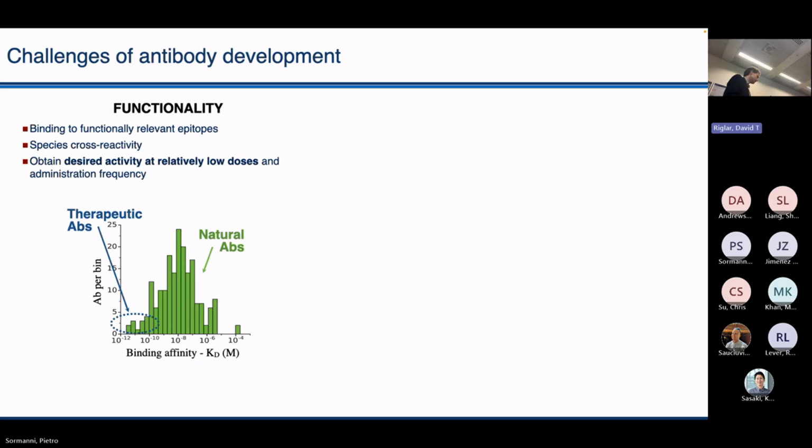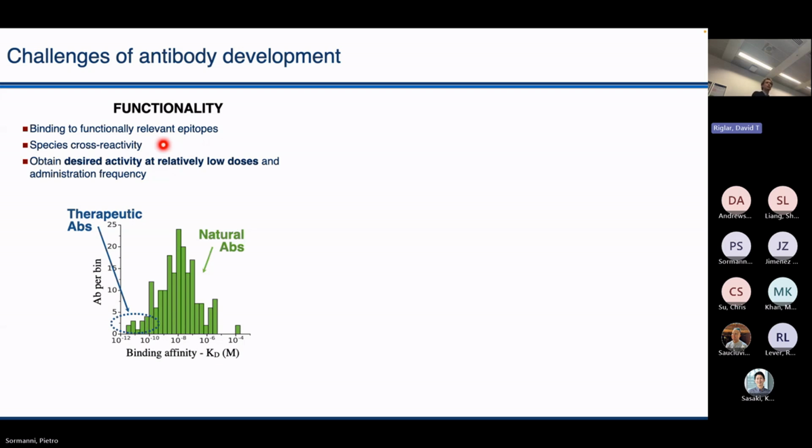But if we look at the problem more broadly, so we forget about the specific challenges for computational design, but we just look at the challenges for antibody development in a broader sense. These are sort of the challenges. So on the functionality side, which means the biological activity you want your antibodies to have, you need to bind, as I say, to a functionally relevant epitope.